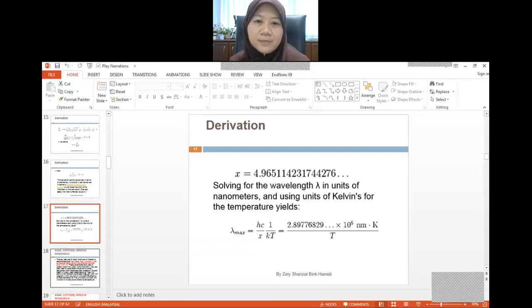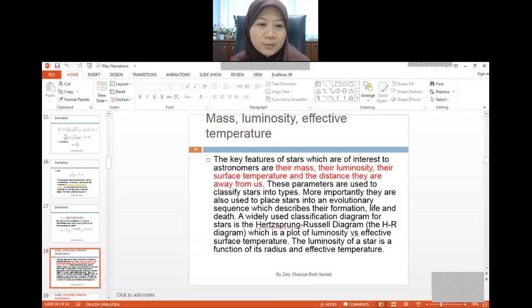Now we move to another subtopic, which is the mass, the luminosity, and the effective temperature. So far you have learned what mass is, and I'm sure you know luminosity. So please remember the relationship between flux and luminosity. We know that luminosity is equal to 4 pi r squared times sigma T to the power of 4.